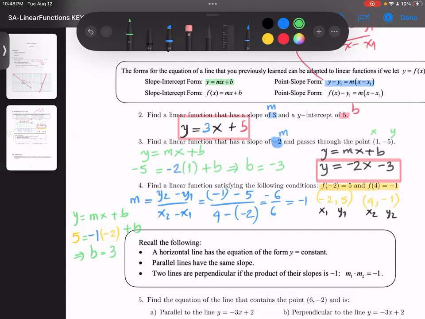Okay, I got b, I got m. I'm done, right? All I have to do is put them together. So y equals, sorry, I'm running out of space here. y equals mx, which would be -1x, so I'm just going to write -x plus b, which is +3. There we go.